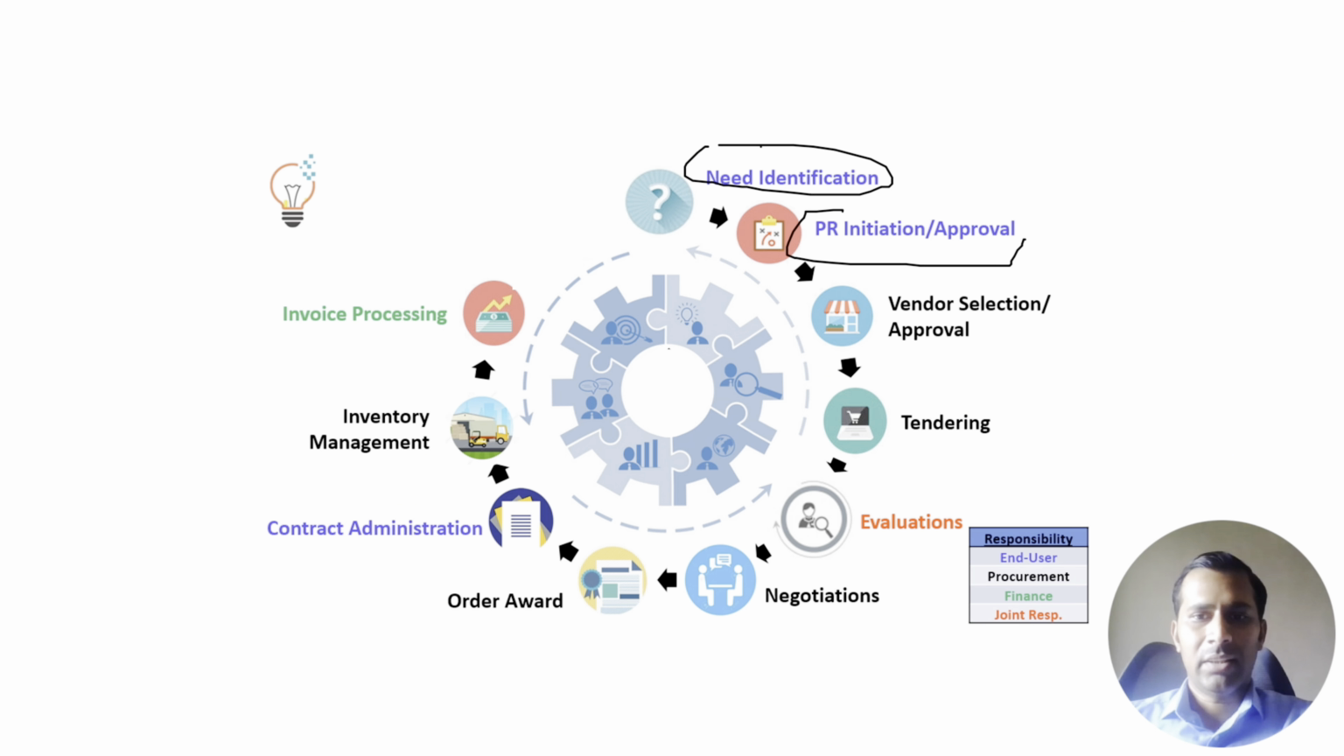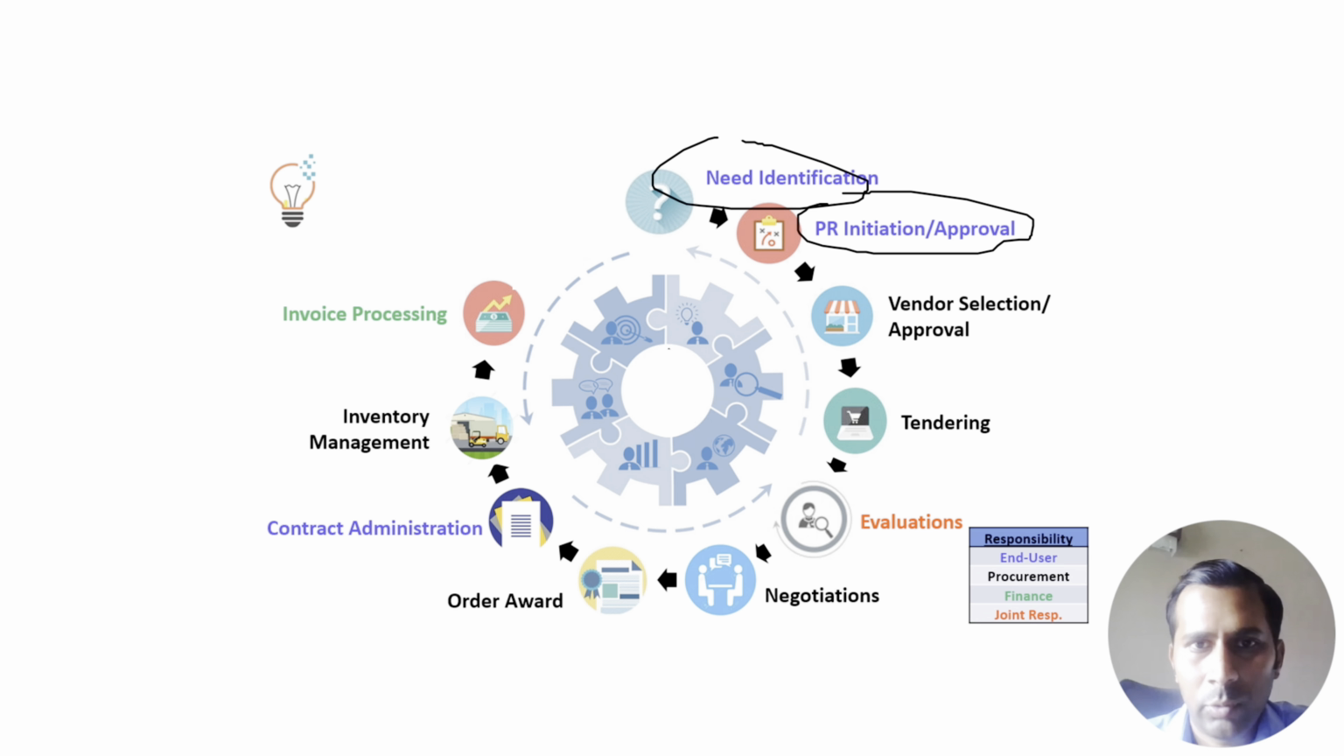is PR initiation and approval. PR stands for Purchase Requisition. It is a formal document which contains details of what, when, and how much of an item is required. It also includes an estimate of the price of the item that is required. The estimate could be based on the last purchase price. It is just an estimate, not the final value. Once the PR has been initiated and gone through the approval process, it lands in the supply chain department where the formal procurement cycle kicks off.